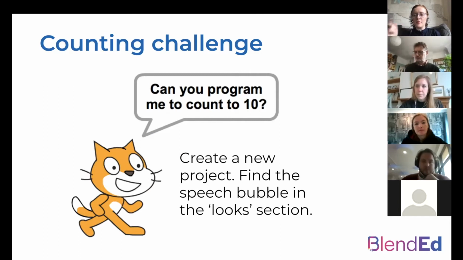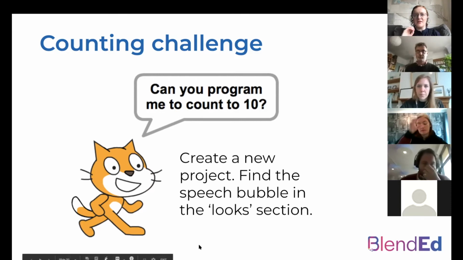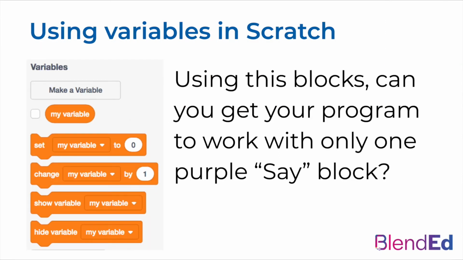You can use that block, but you can put numbers in it, and you can literally just get your cat to say 1 and then say 2 and then say 3 and then say 4. I tend to tell the children to get it to say each number for 1 second at a time, so that basically it takes 10 seconds to count to 10. And that's the first solution that you might come up with to that problem.